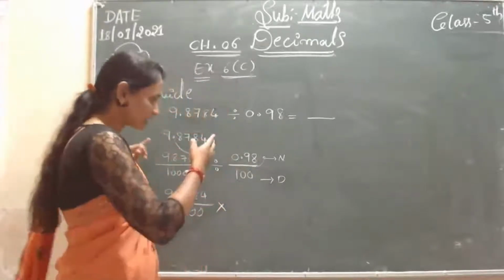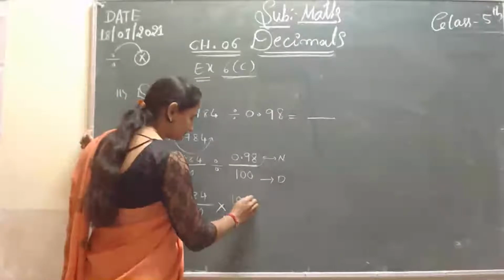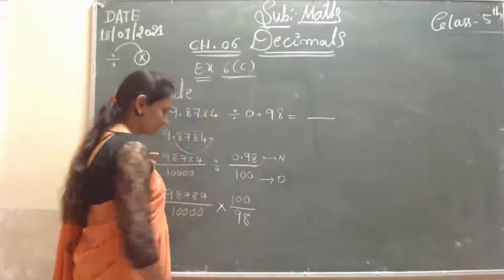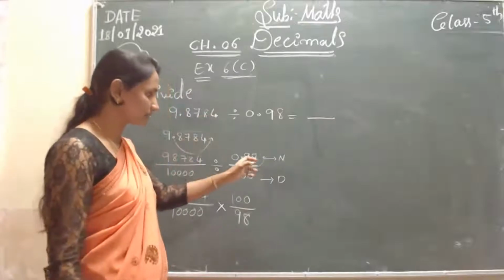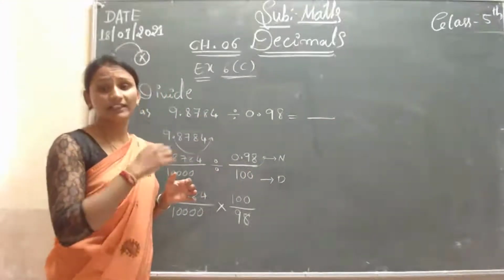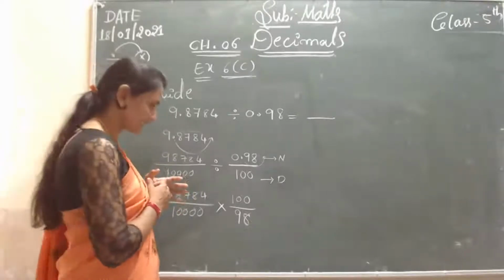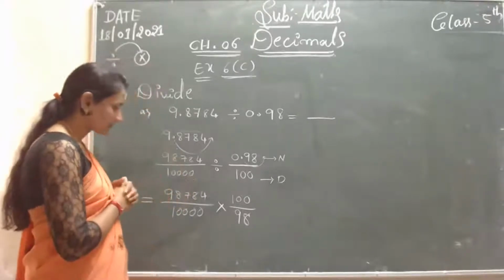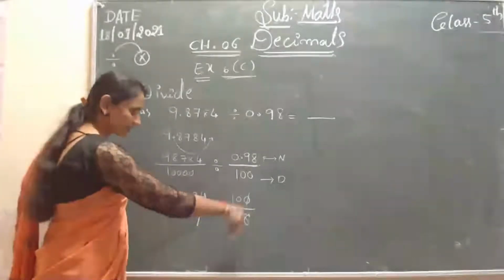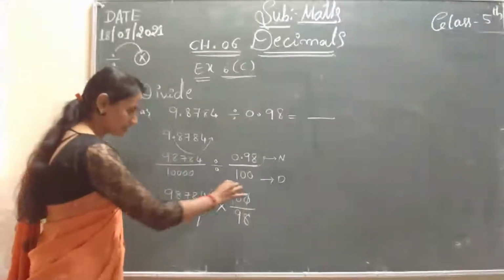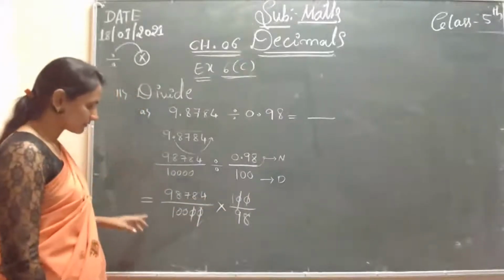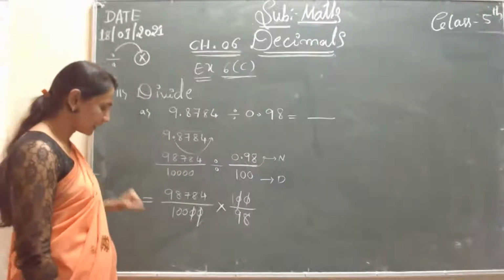So what is the new denominator? It is 100 by 98. Students, because I shift the point to the right side. Next, you have to count the numbers. Here 0 cancels, here 0 cancels. You have to do cross multiplication or cross cancel. So what is left here? Can you observe here?